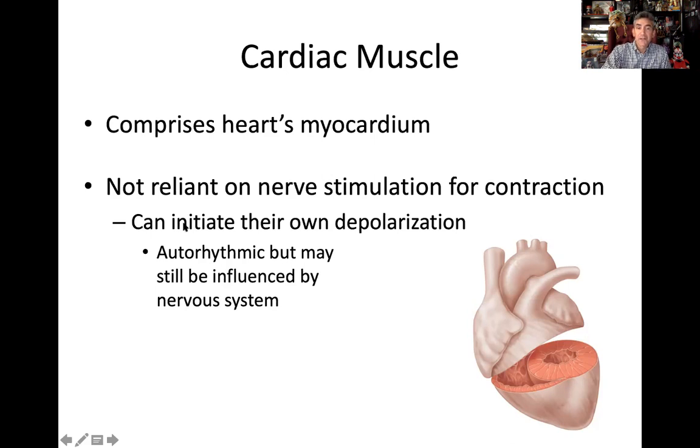So if a cell can initiate its own depolarization, we say it is autorhythmic. It can generate its own rhythmic contractions, right? So it can still be influenced by the nervous system. We're going to talk about sympathetic, parasympathetic innervation. If you're very excited, you're very worried, you're very scared, all of these can have an impact on the rhythm of the heart. Although the heart doesn't require the nervous system to generate its own beat, it can be influenced by the nervous system, right? So important: influenced, but not controlled. So big difference there.